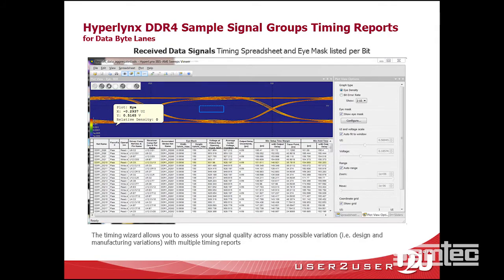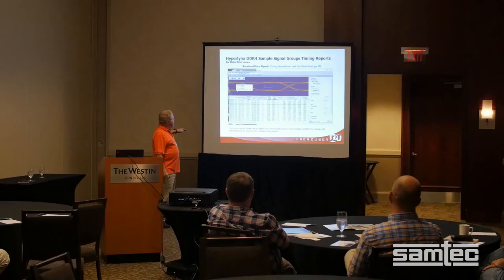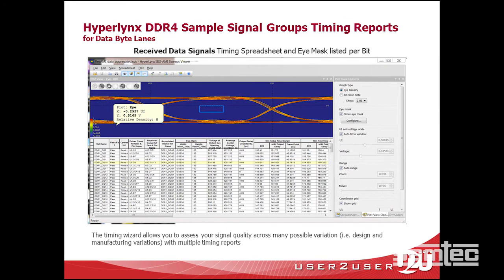So, this is your sheet that says pass-fail. Notice these are passes. And you can click on any one of those, and it will give you the simulation result.